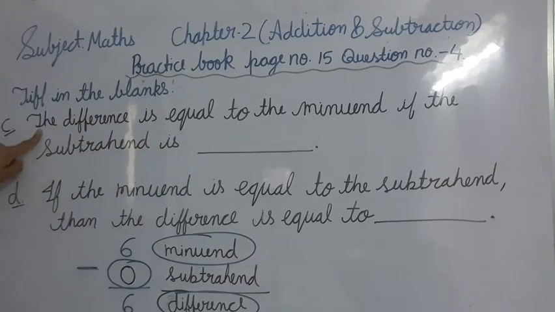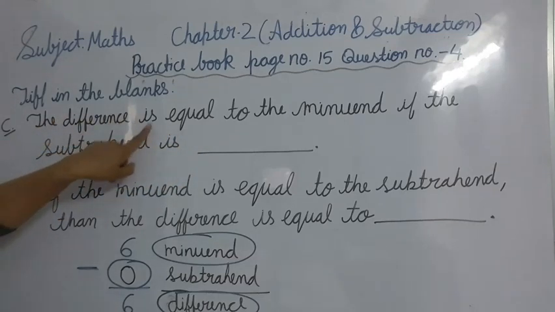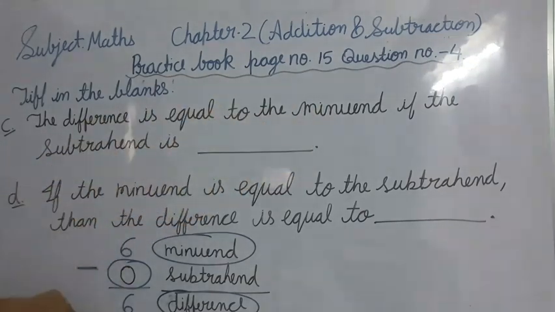0. See, again I am repeating, the difference is equal to the minuend if the subtrahend is 0. Yes, if the subtrahend is 0, only then will the minuend and the difference be the same. So what will come here? 0.